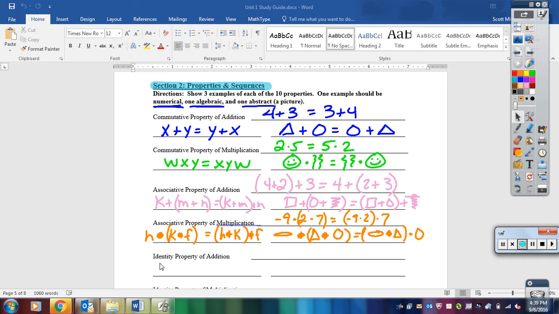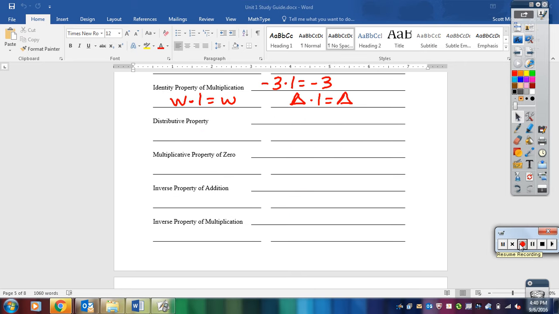Your identity is who you are. Who you are does not change. The additive identity is when you add 0 and stay the same. When you add 0 and stay the same, that's what happens with these. That's the identity property of addition, or the additive identity. The identity property of multiplication, or the multiplicative identity, is the same idea, except instead of adding 0, you multiply by 1. Negative 3 times 1 is again negative 3. That is the multiplicative identity.